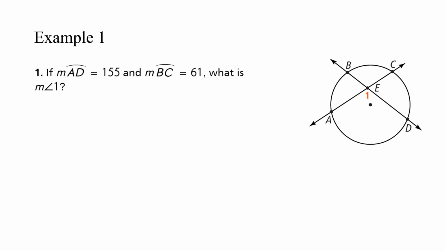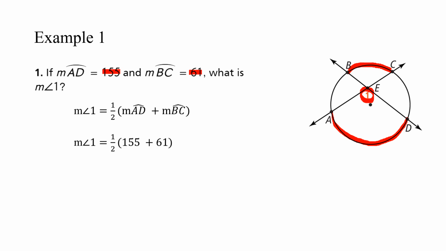So I have a circle where the measure of arc AD is 155 and the measure of arc BC is 61. And I want to know what is the measure of angle 1. I'm going to first write out what I just told you, that the measure of angle 1 is going to be 1/2 the sum of the two arcs that are created, arc BC and arc AD.